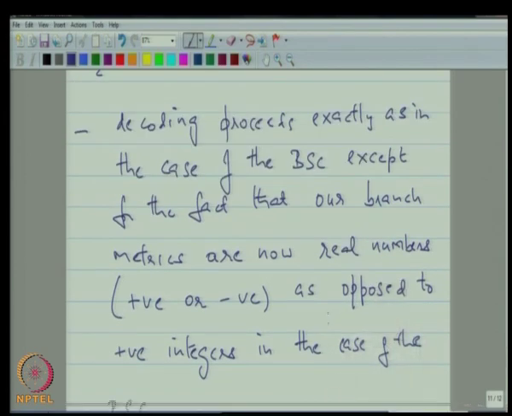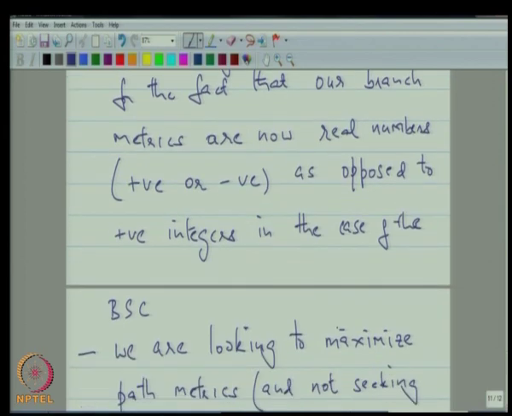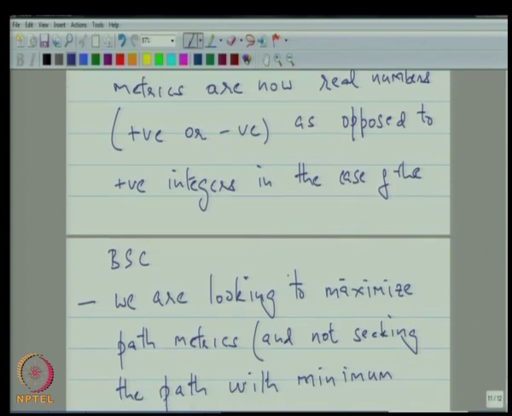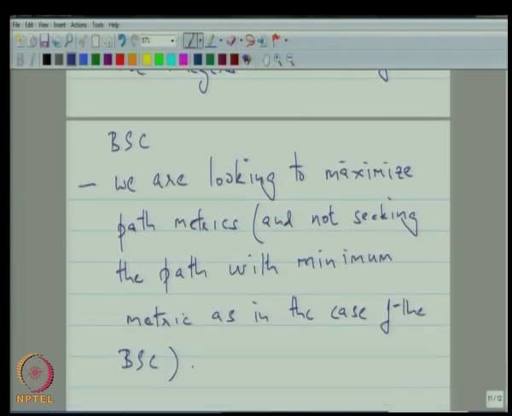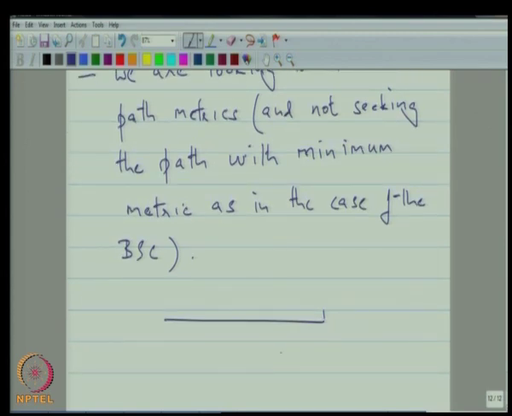So, decoding proceeds exactly as in the case of the binary symmetric channel, except for the fact that our branch metrics are now real numbers, either positive or negative, as opposed to positive integers in the case of the binary symmetric channel. Also, we are looking to maximize the path metric and not seeking the path with minimum metric as in the case of the binary symmetric channel. So, we leave it at that.